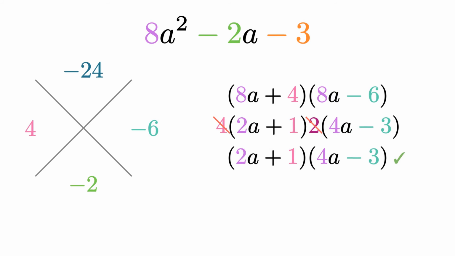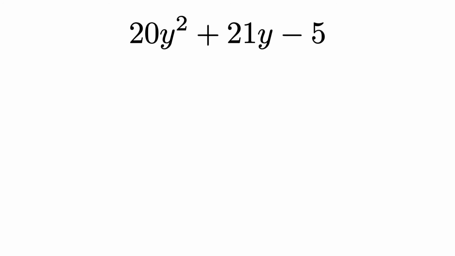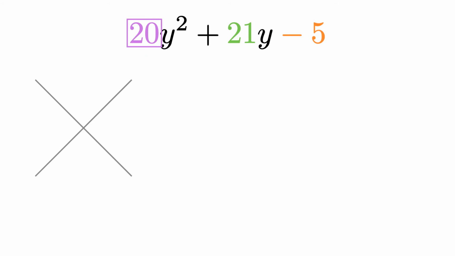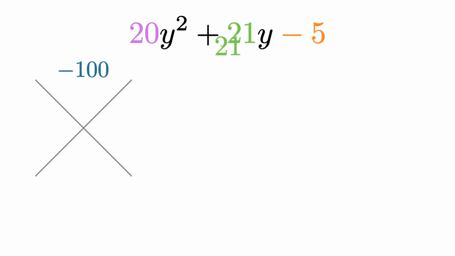So let's now move on to our final example. Alright y'all, for the final example, we are given the expression 20y squared plus 21y minus 5. So we're going to create our x, and what we're going to do is take our leading coefficient 20 and multiply it to our last term, negative 5. And that will give us negative 100. We're going to place it at the top of the x. Now we're going to put our middle coefficient, which is 21, at the bottom of the x. And now we're going to fill the sides of the x.